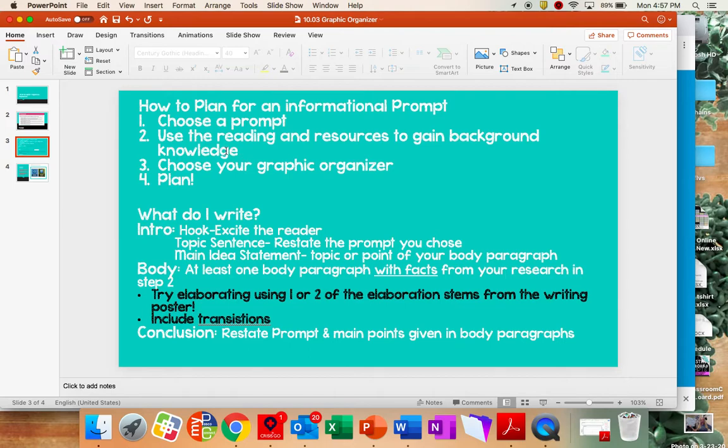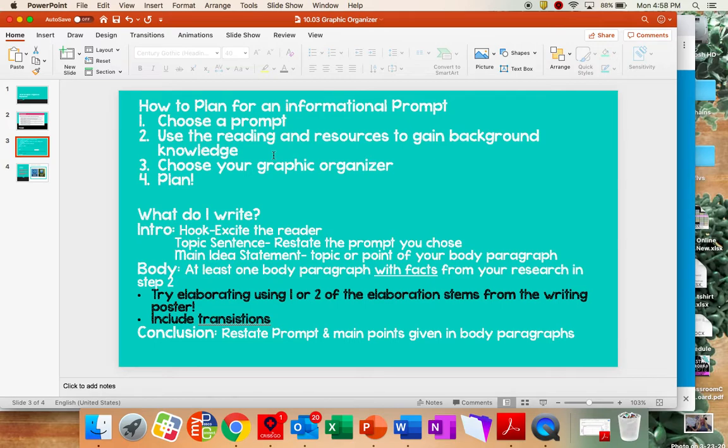Then you're going to use the reading that I showed you way back in those Florida virtual slides, those short little stories that are in the pop-out menus. You want to use those readings in those Florida virtual slides and the resources on EBSCOhost or Ducksters or Mr. Nussbaum or Discovery Ed. You want to use both of those resources to gain knowledge and be able to talk about the topic and prompt that you chose.